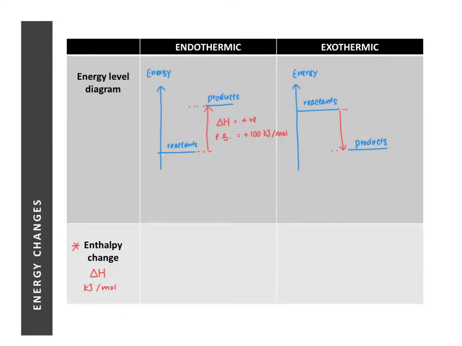The reverse is true. When we look at the energy change for an exothermic reaction, you will find that the enthalpy change, or the delta H, is negative. So an example would be minus 100 kilojoules per mole. So what we need to know about endothermic and exothermic reactions with regards to enthalpy change is that enthalpy change for endothermic reactions is positive, and enthalpy change for exothermic reactions is negative.